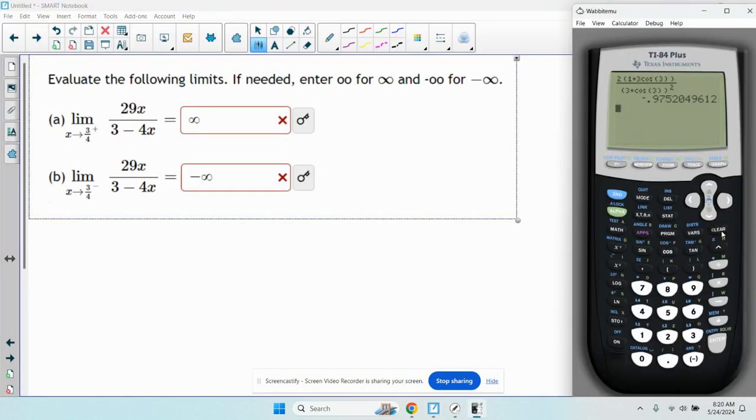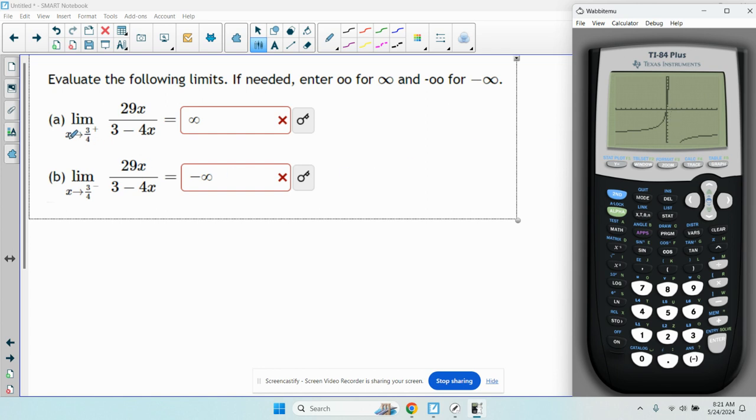So let's see here, clear everything else out. If I plug in, I have 29x over 3 minus 4x. Zoom, let's see if a standard zoom will do it. So we can assume that this value is the 3/4 where the asymptote is.